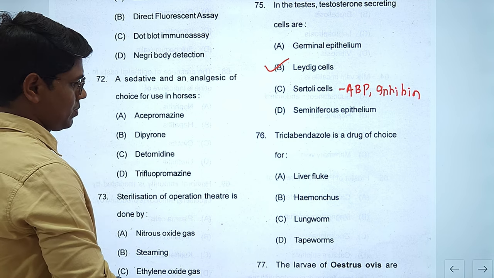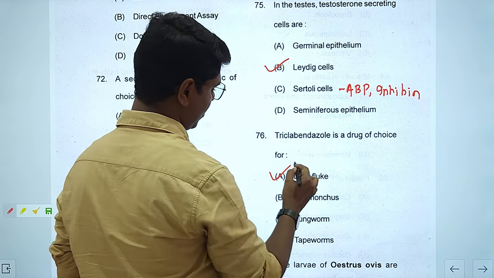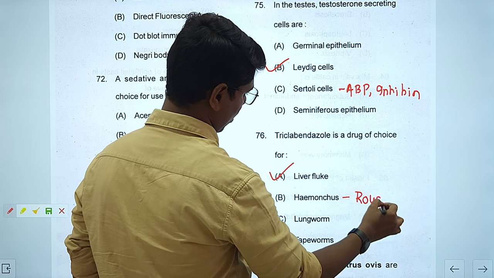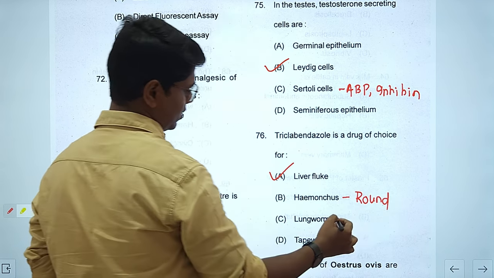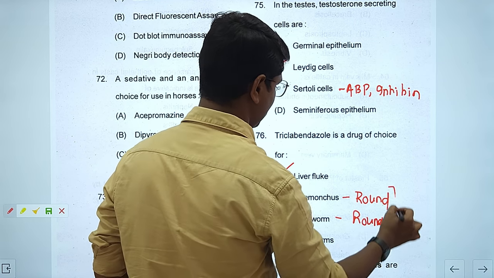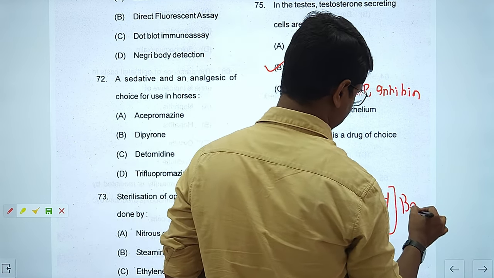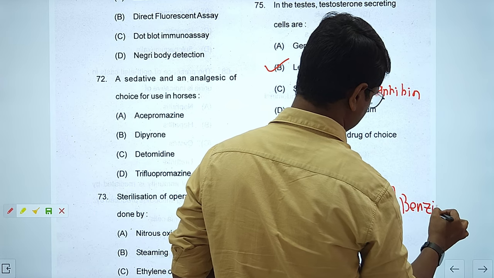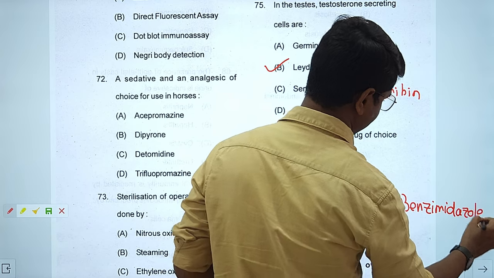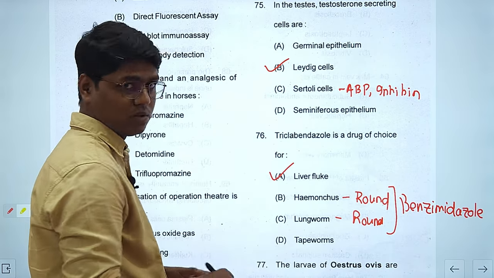Triclabendazole is drug of choice for liver fluke. Haemonchus is a round worm. Lungworm, that is Dictyocaulus species, is also a round worm. For round worm, the drug of choice is the benzimidazole group of drugs. That is albendazole, fenbendazole, mebendazole, those groups.